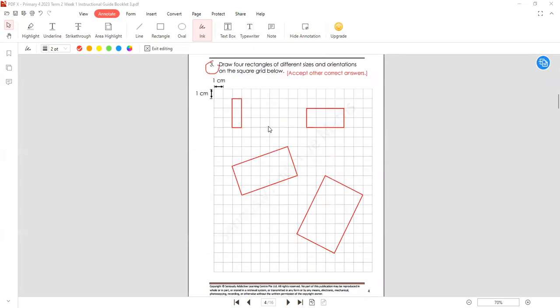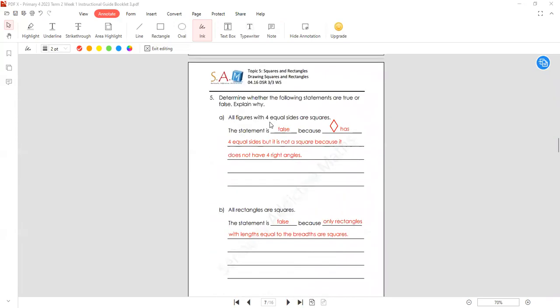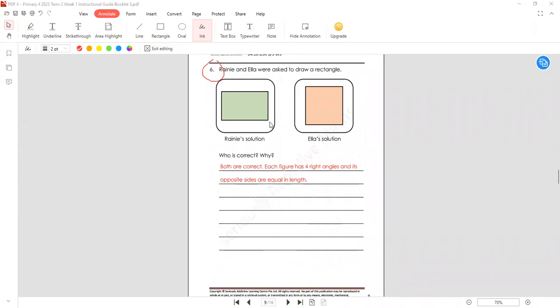Okay, this one may be a bit challenging for them. They are supposed to draw rectangles, but of different orientation, different direction and different sizes as well, right? So get them to practice doing that. And then question 6.